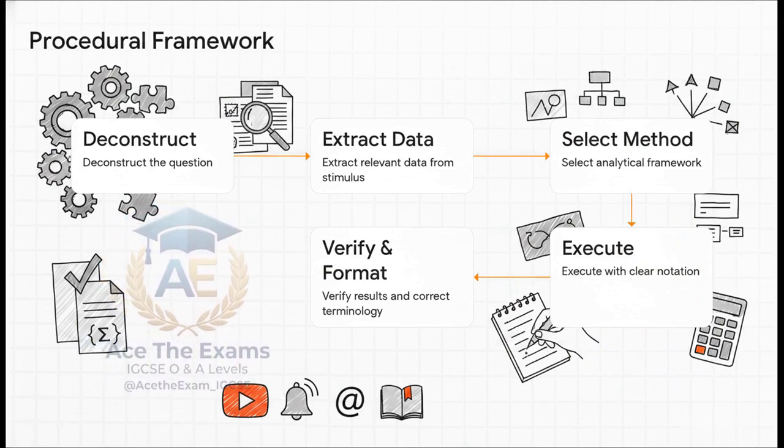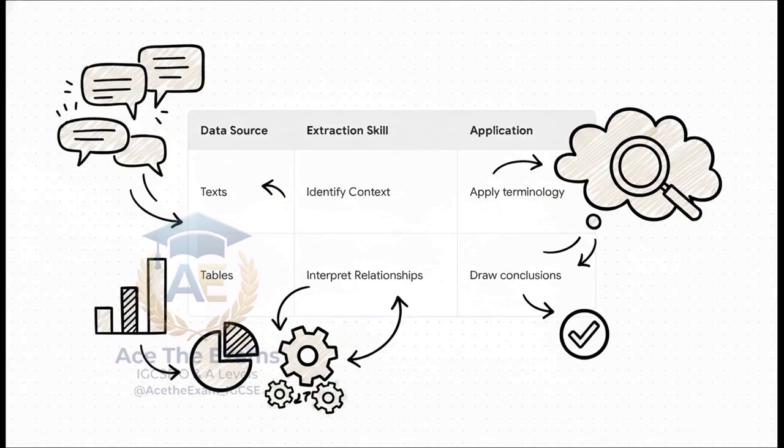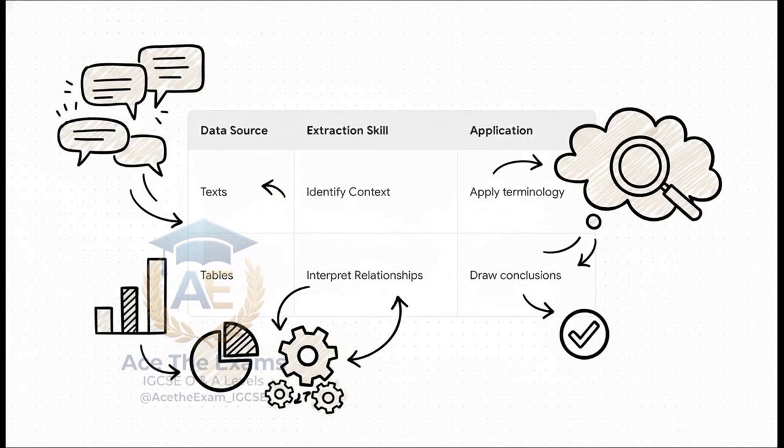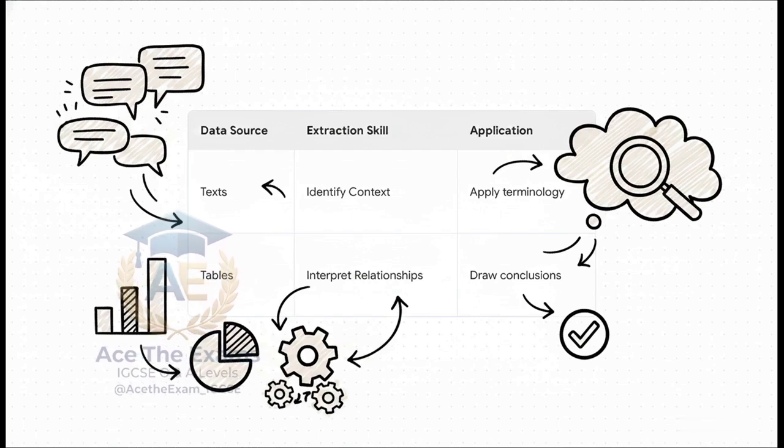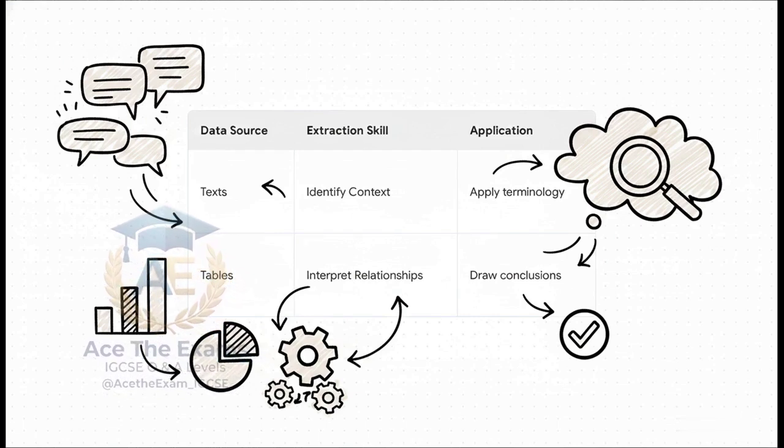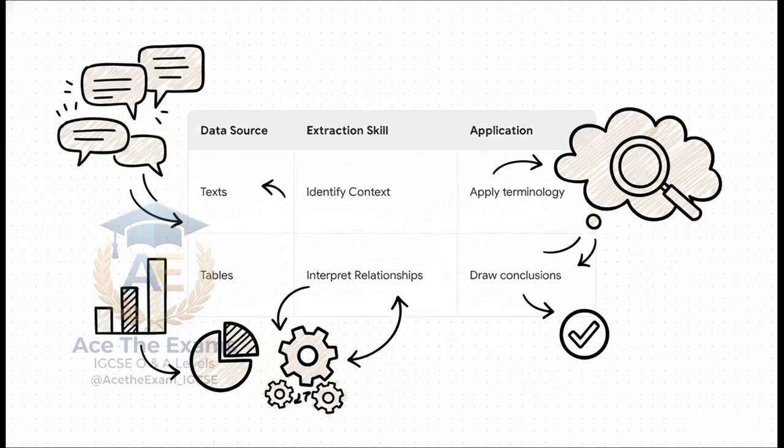Process is everything. As part of that process, the exam is going to throw very different data sources at you. You need to handle them differently. If you are given a text excerpt, maybe a paragraph about two partners arguing over admitting a third, your specific extraction skill there is to accurately identify that business context. Your application is to use the correct terminology for that exact scenario.